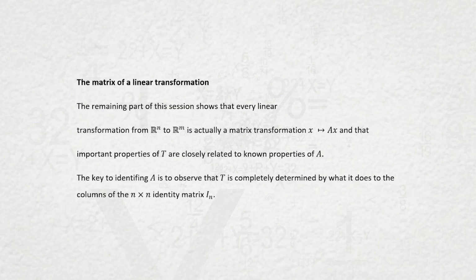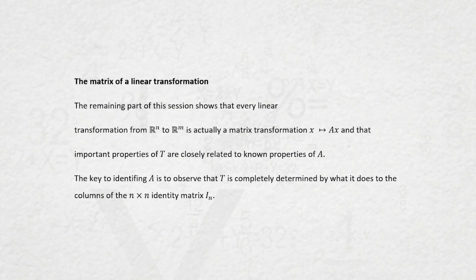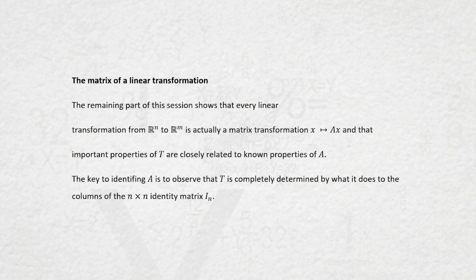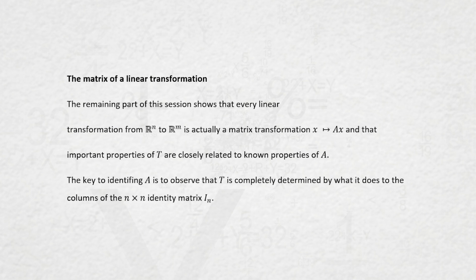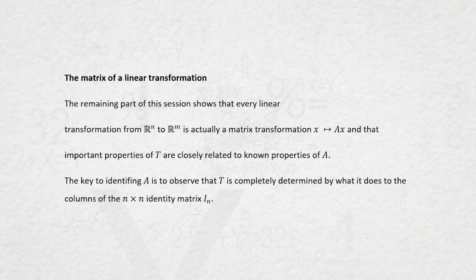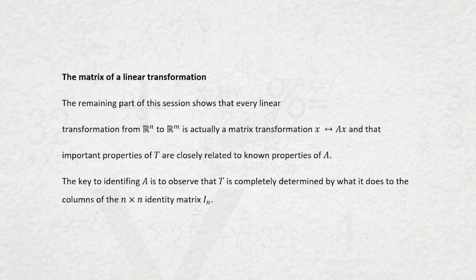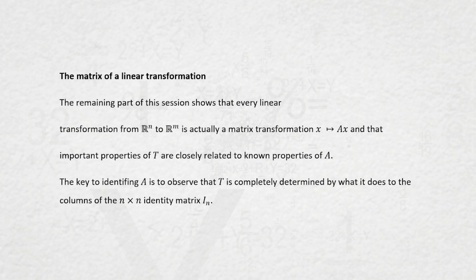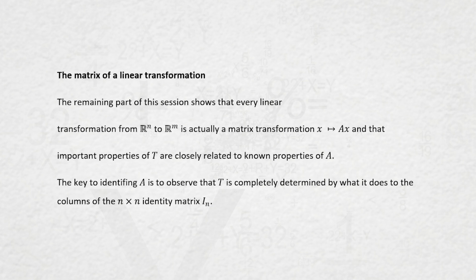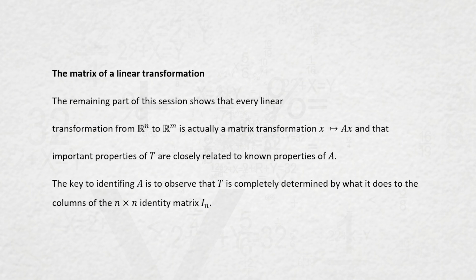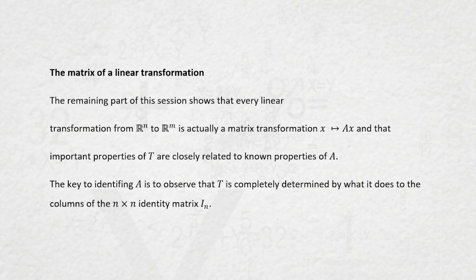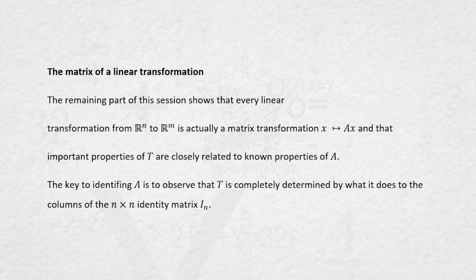The matrix of a linear transformation. The remaining part of the session shows that every linear transformation from R^n to R^m is actually a matrix transformation from x to Ax, and that important properties of T are closely related to known properties of the matrix A. The key to identifying A is to observe that T is completely determined by what it does to the columns of the n by n identity matrix In.